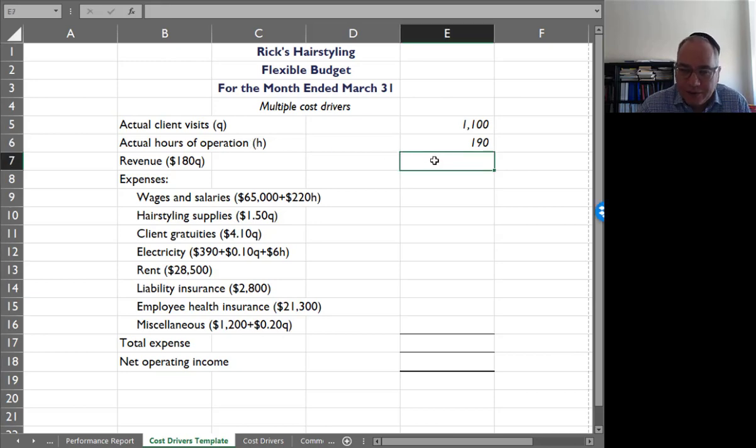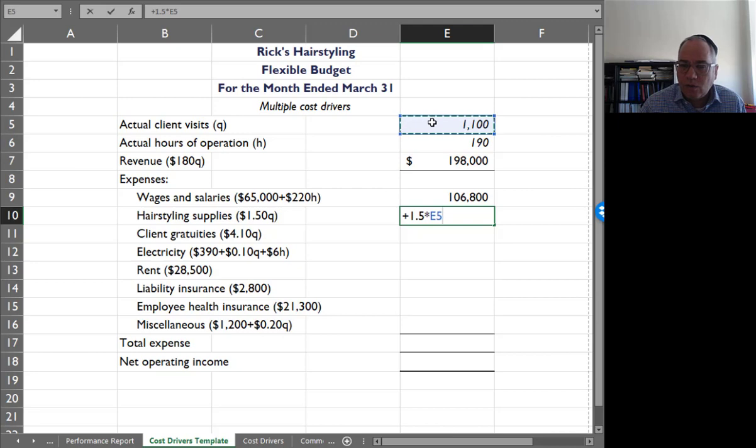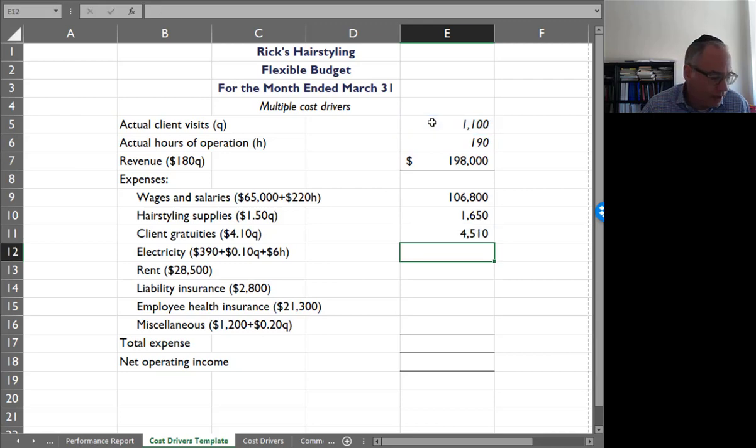I decided to use H for hours. So revenue would be 180 times Q, so 1,100 times 180, or $198,000. And expenses would be 65,000 plus 220 times H. So I just build these into my spreadsheet. Imagine what it was like in the old days when people had to do this by hand. So 1.5 times 1,100 is 1,650. Client gratuities is 410 times 1,100, or 4,510.